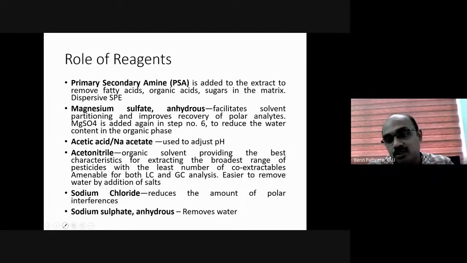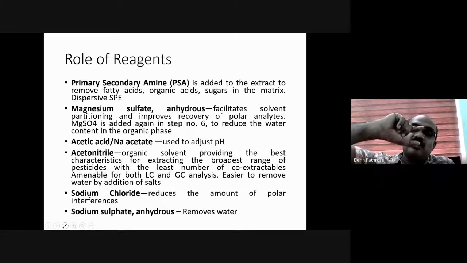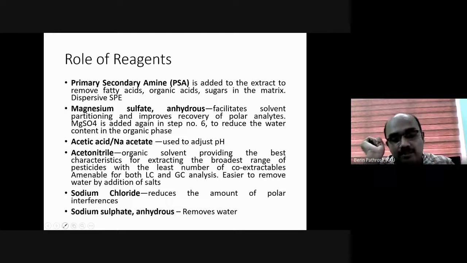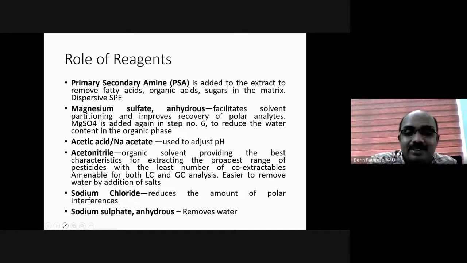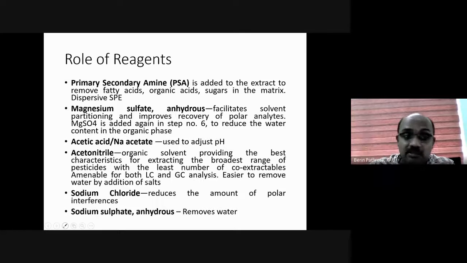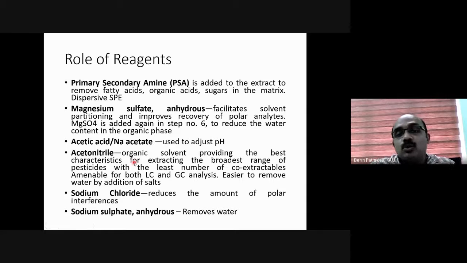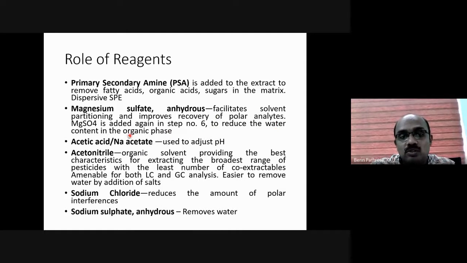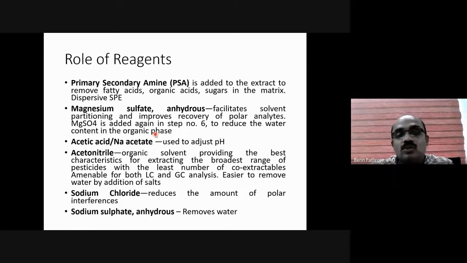And this method is called dispersive solid phase extraction. You know what solid phase extraction is, wherein we have a stationary phase kept in a syringe-like material. Here, primary secondary amine is added to the solvent itself, and we mix it so that the primary secondary amine will absorb all the co-extractives. So it's a cleanup thing. Anhydrous sodium sulfate, we are adding at the second step, the cleanup step. It is mainly meant to remove the water content.